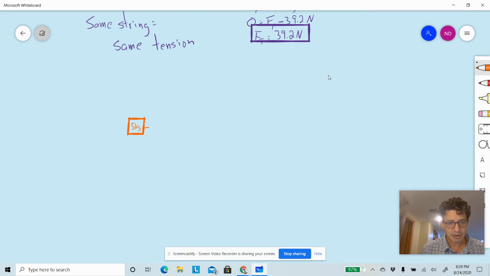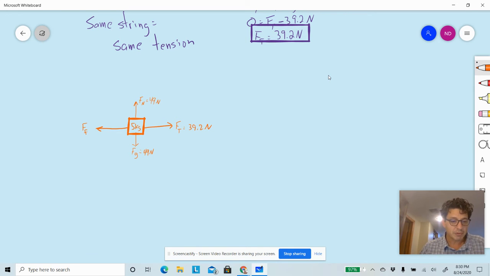5-kilogram mass and the tension in the string was 39.2 newtons and it's at rest because there's a force pulling it to the right and it's not moving. There's got to be a force to the left. We figured out also, we know that there's gravity down and the normal force supporting it up. We figured out that this was 49 newtons and this is 49 newtons. That's all from the last video.